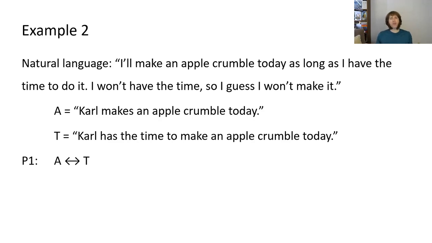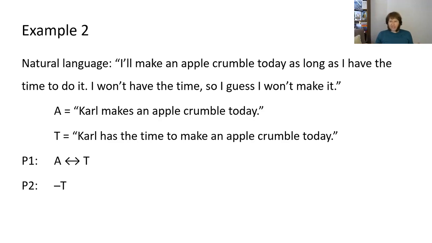It's either both true that I have the time to make the crumble and I make it, or I don't have the time to make it, so I don't make it. Really what I'm saying is it's just not going to be the case that I have the time to make the crumble, but I don't make it, or I make it without having the time to make it. That one seems pretty obvious, right? But I'm saying as long as I have the time, right, I'll go ahead and make the crumble.